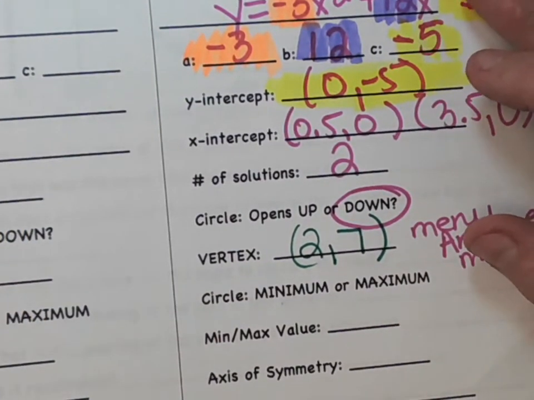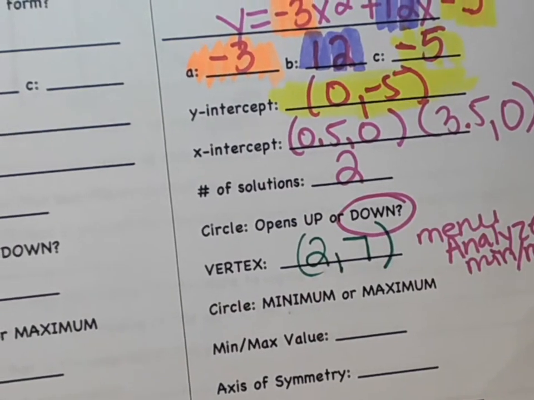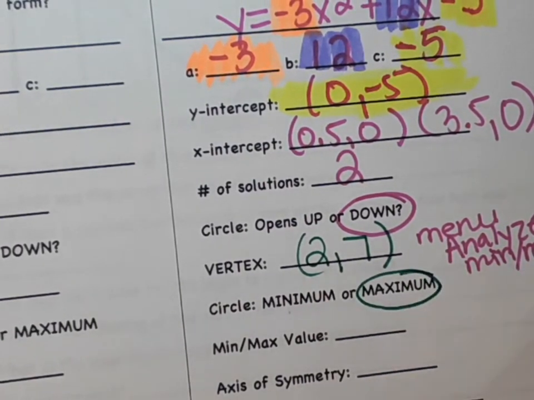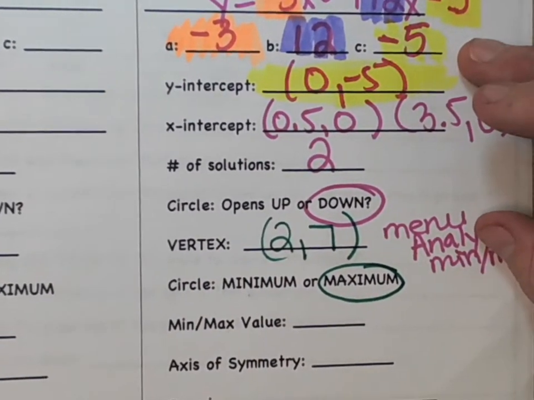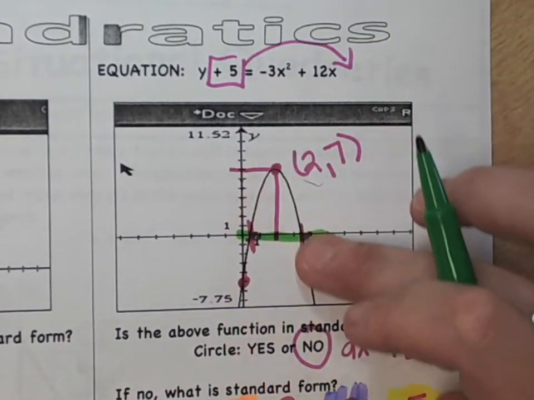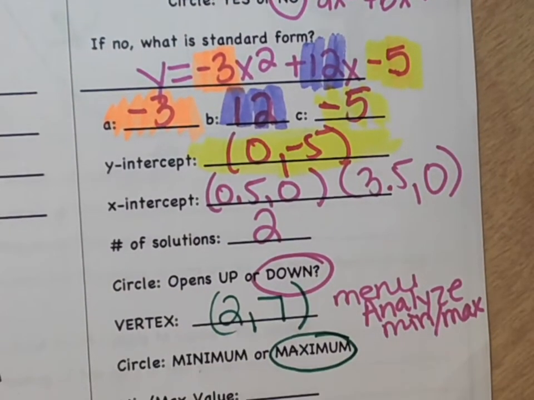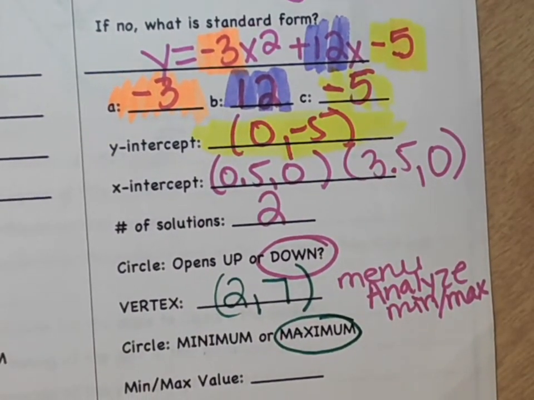All right, next thing we're going to do is find if it is minimum or maximum. We've already talked about that. It is a maximum. It's at the top. We're looking at the picture when we're talking about that. When it's opened down, it's a maximum. When it's opened up, it is a minimum.